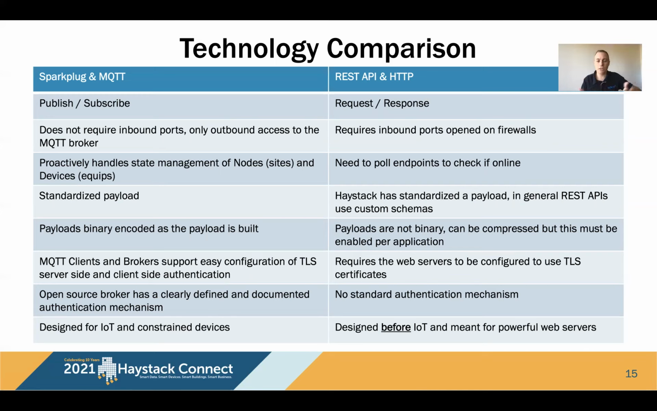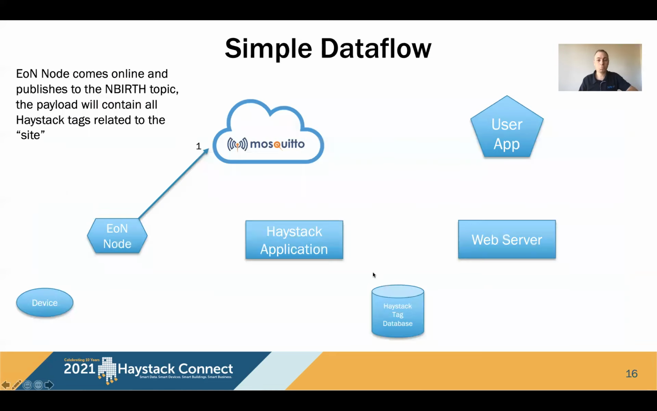And also the authentication mechanisms are very good to compare. In REST and HTTP, we have no standard auth mechanism, but in Sparkplug and MQTT, we have these things baked in as well. And Sparkplug and MQTT are designed for IoT and constrained devices. And this is very key, whereas HTTP is designed before the IoT took off, and it was meant for powerful web servers. And we need to take this into account.